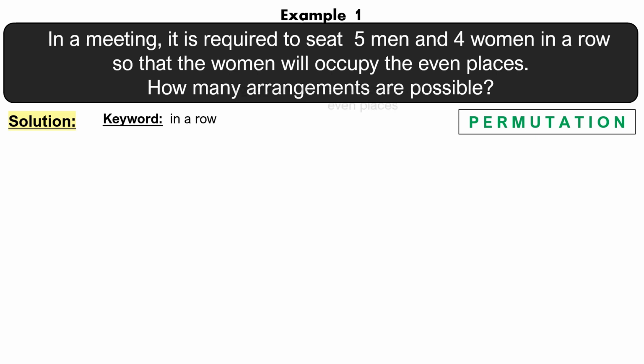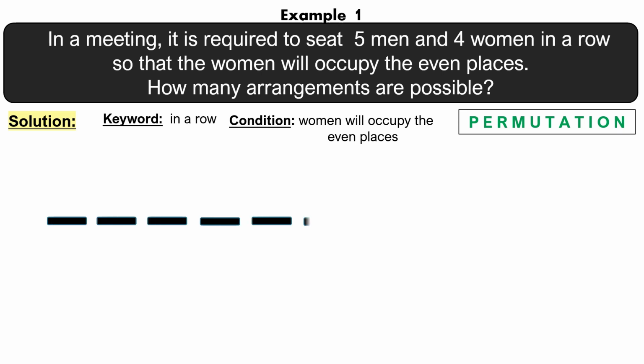The condition is women should be placed on a specific position, and that is occupying even number places. So we can solve this by using both permutation formula and multiplication principle. So let me illustrate the arrangement using lines to represent the 5 men and 4 women positions.